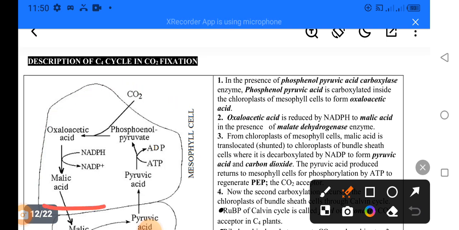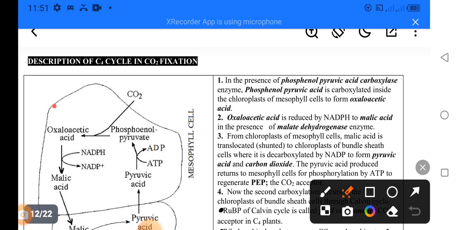First of all, we look at the first step, which occurs in the mesophyll. This step occurs in the presence of the phosphoenolpyruvic acid carboxylase, the one we are calling the PEP enzyme. The phosphoenolpyruvic acid is carboxylated inside the chloroplast of the mesophyll cells to form oxaloacetic acid. The PEP is carboxylated inside the chloroplast of the mesophyll cells to form oxaloacetate, the OAA, which is a 4-carbon compound.